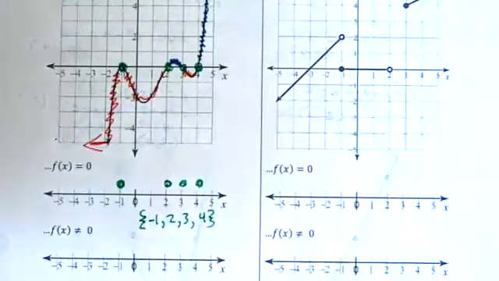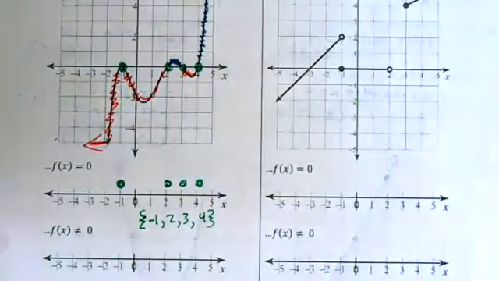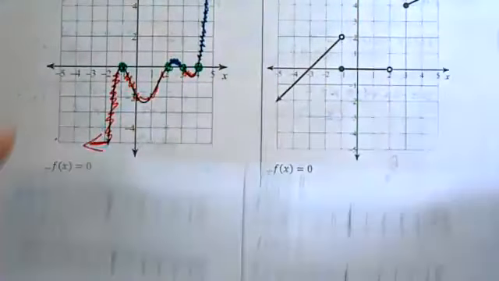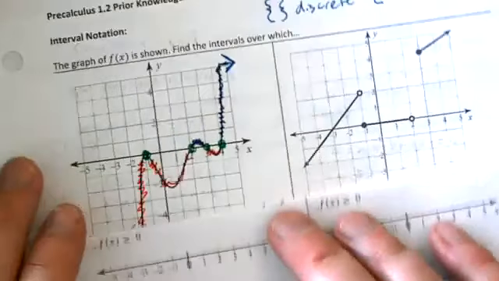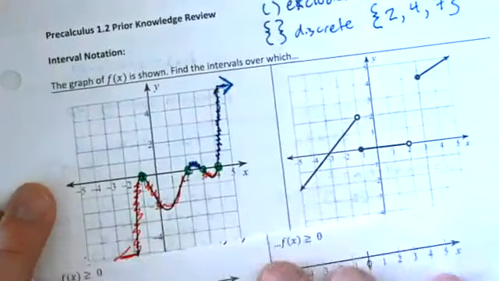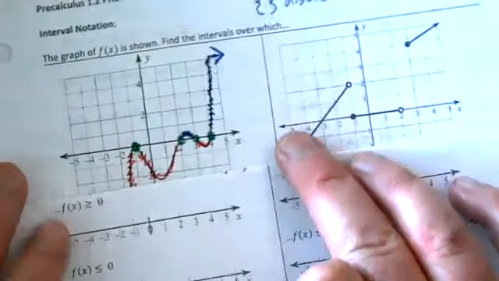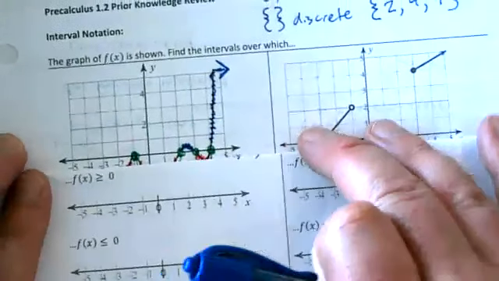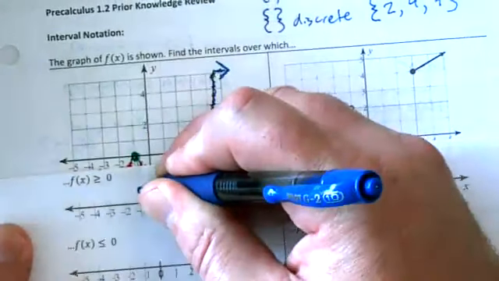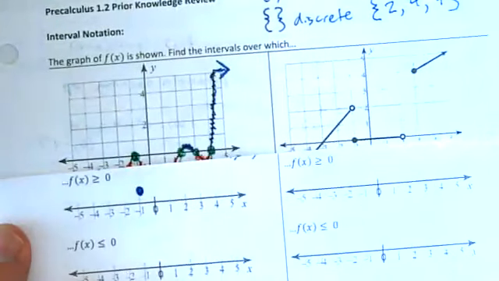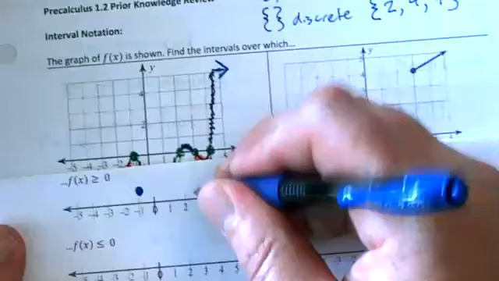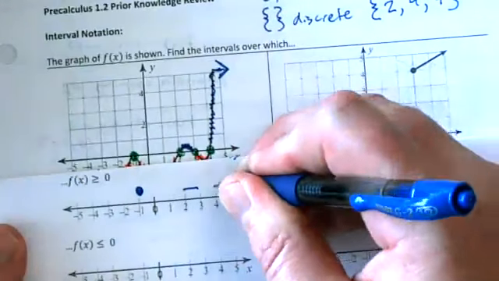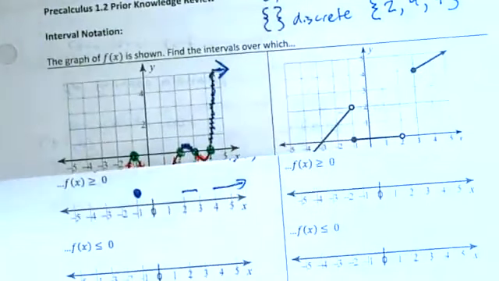So let me get set up here. Greater than or equal to 0. So we do have a point at -1. We want that on our number line. We got a region from 2 to 3 and from 4 to infinity. Question?